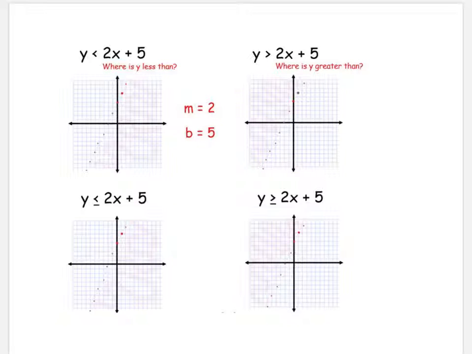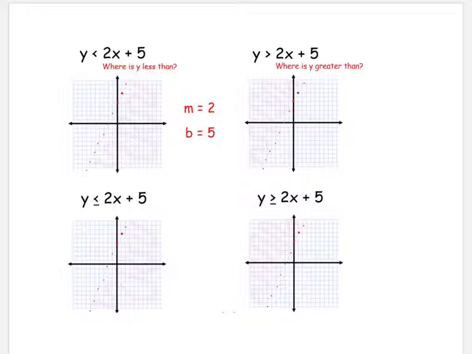So as you can see, the lines are graphed in the same way, but how you connect the points and how you show the inequality is what differs. So if you're looking at connecting the points, the first two on the top are only different because they have the less than and they have the greater than.